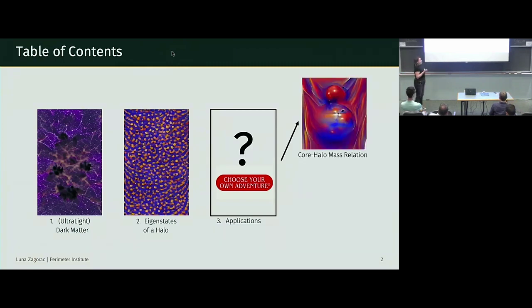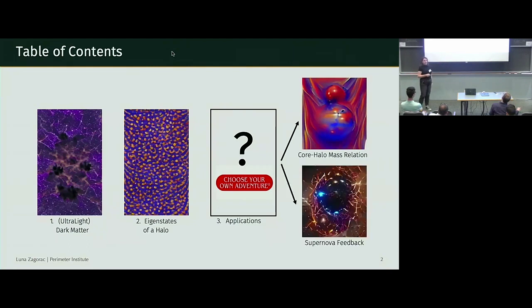So either I will tell you about the core halo-mass relation, and I'll quickly introduce what that is so you can decide if you care about it, or I will tell you about supernova feedback. And this choose your own adventure model I've completely stolen from Caitlin Schutz, so thank you, Caitlin. Apparently you don't remember this talk, but I do.